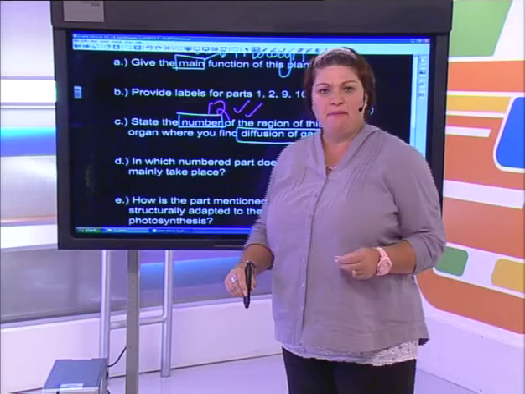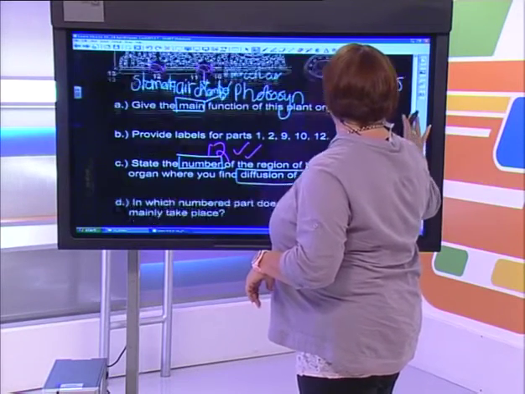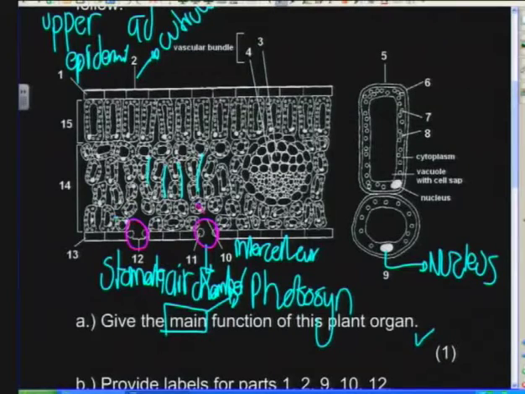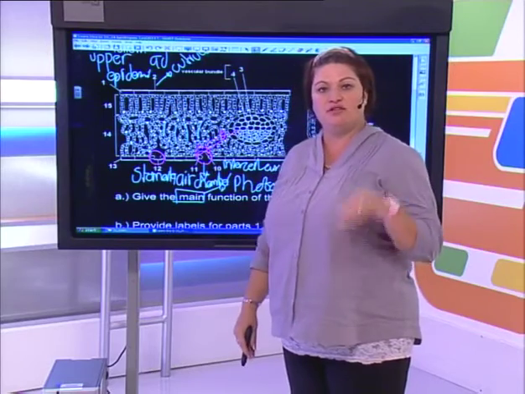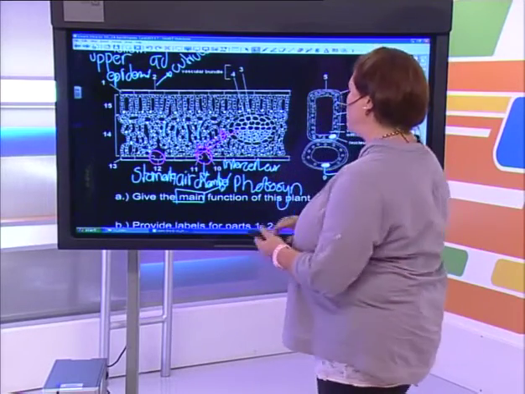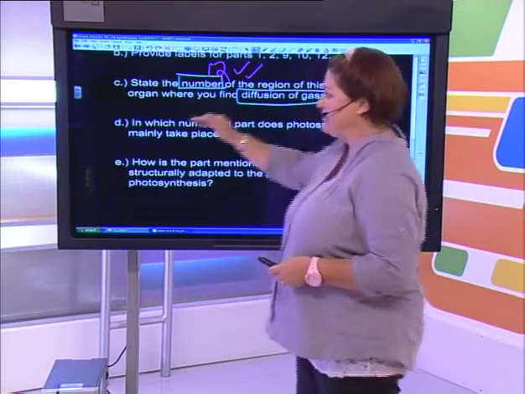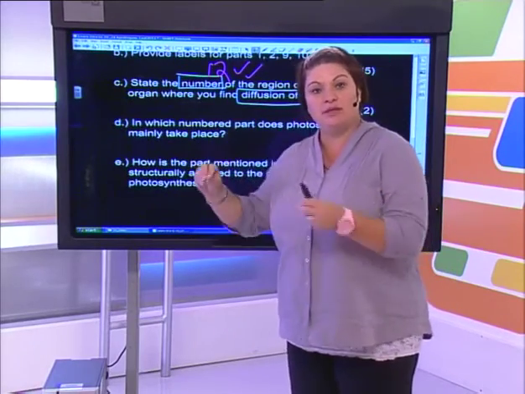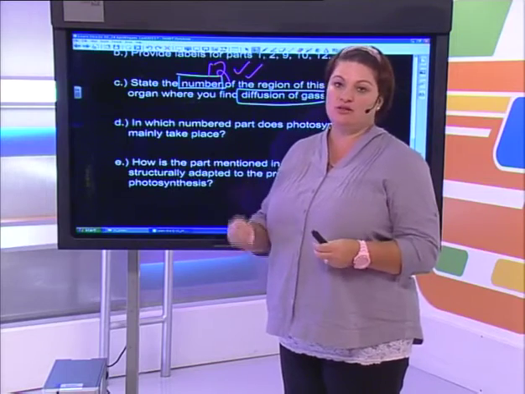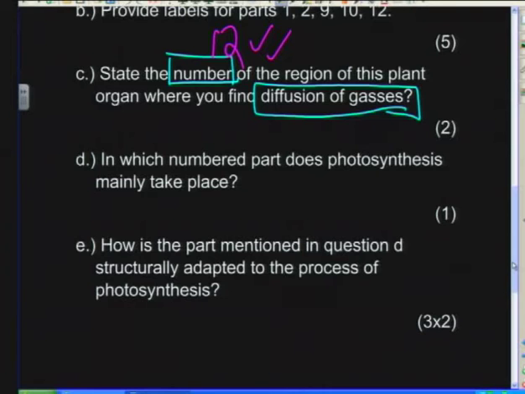I would also, I must be honest with you, sometimes if I was teaching and I saw that, I would give you the benefit of the doubt for number 10, because there you're going to have a diffusion gradient. But number 12, the stomata, would be your most accurate diagram. Okay, then again, number D, in which numbered part? Doesn't ask you to name it. There's a difference.